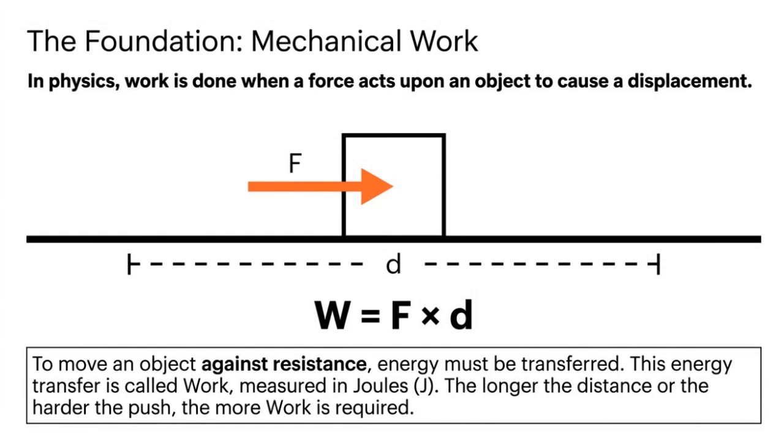Here, the force is pushing the block over a distance, and the amount of work done depends on both the size of the force and how far the object moves. If you push harder or move the object farther, more work is done. Moving an object against resistance means transferring energy, and this energy transfer is called work, which we measure in joules. Essentially, work is the product of the force applied and the distance the object is displaced.